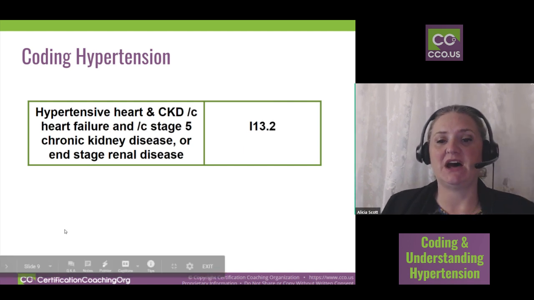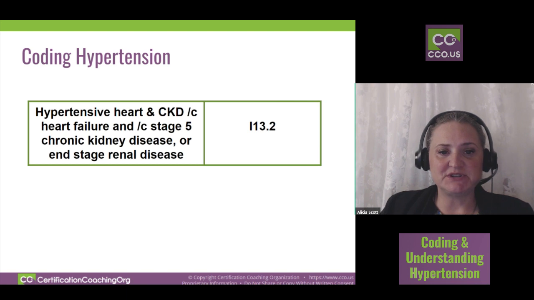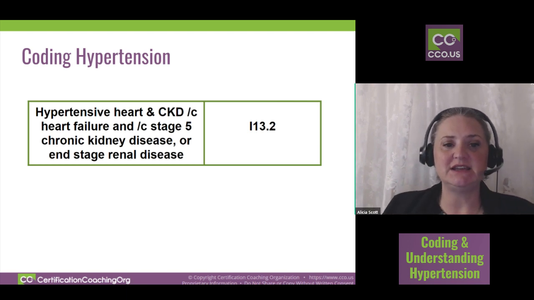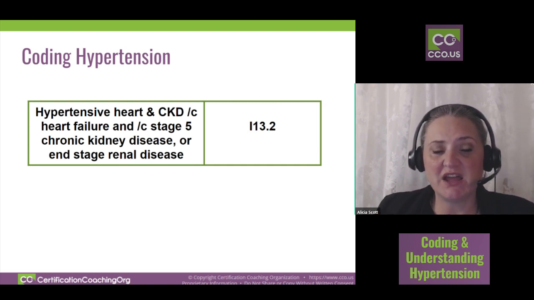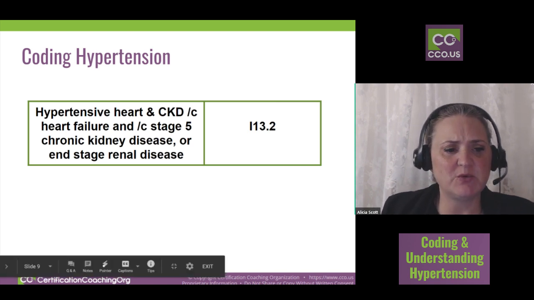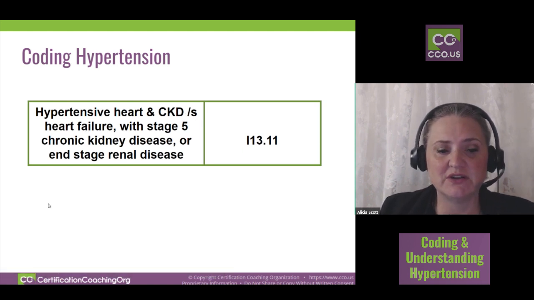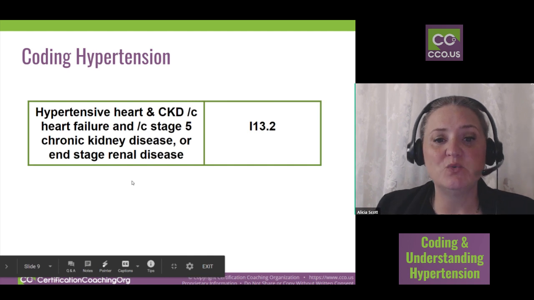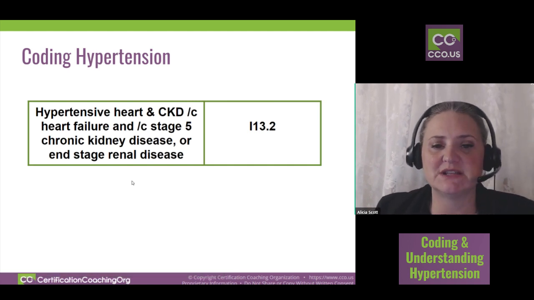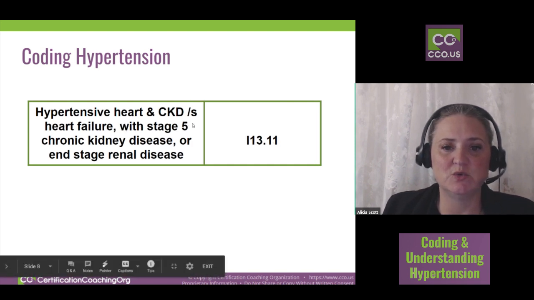But we're not done. We have I13.2. Well, what else could there possibly be? Hypertensive heart disease, CKD with heart failure, and then it says with stage 5 chronic kidney disease or end-stage renal disease. And you think, wait a minute, didn't we just say that? Because this is without heart failure with stage 5 CKD. And then this one is with. So I may have just said that wrong in the previous slide. All right, don't forget, this is with, and this is without.